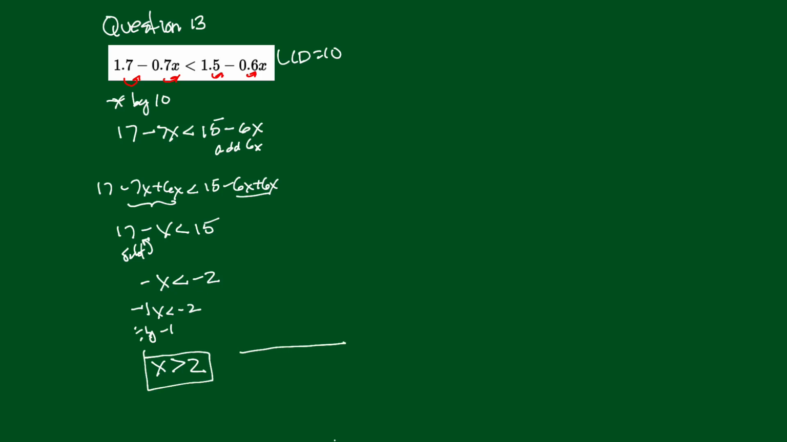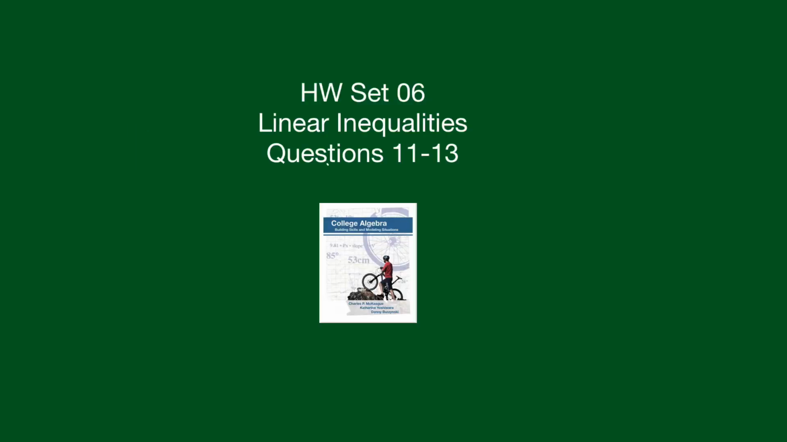And a quick graph. Open circle, right? That equal sign is not included. So here is 2. Arrow points to the right. So all the values over here to the right. If I pick any value here and substitute that number back into the original inequality up here, I'll get a true statement. And that finishes off our questions 11 through 13 in set 6.